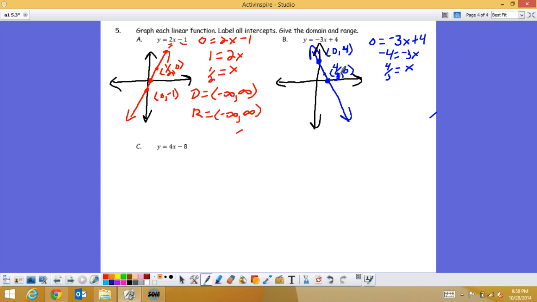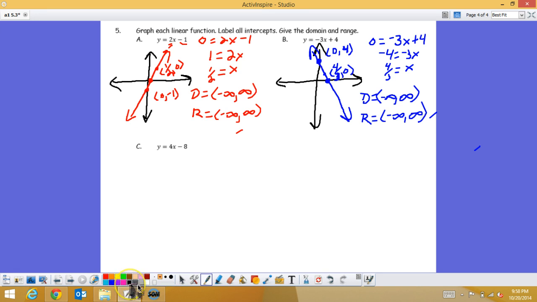And last but not least, the domain and range. The domain again goes from left to right, so at the left end of this graph is negative infinity, and the right end is positive infinity, and the range goes from bottom to top. At the bottom it is negative infinity, at the top positive infinity. So we've graphed it, labeled both the x and the y intercepts, and given the domain and range.